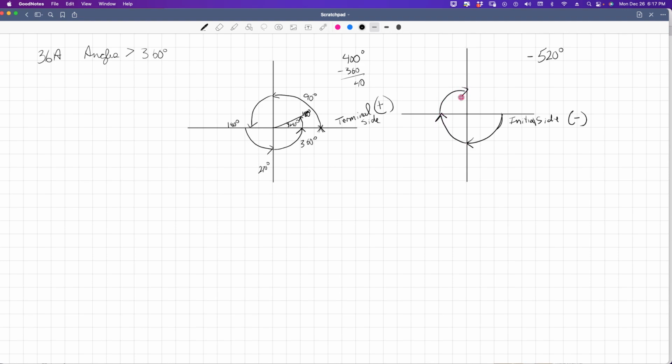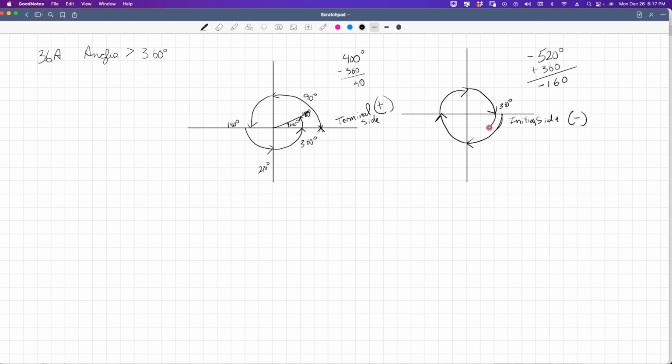90, 180, 270. This would be 360. Right? So to find out the rest of it, we would have to subtract, or in this case, add 360 to this. So then this would be negative 160 degrees. So we'd have to go another negative 160.